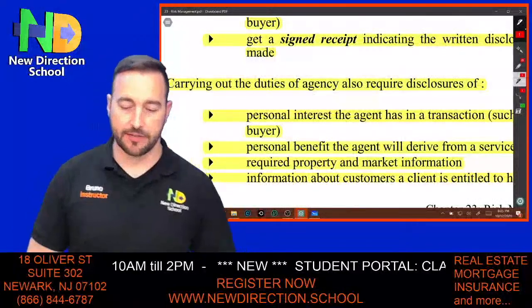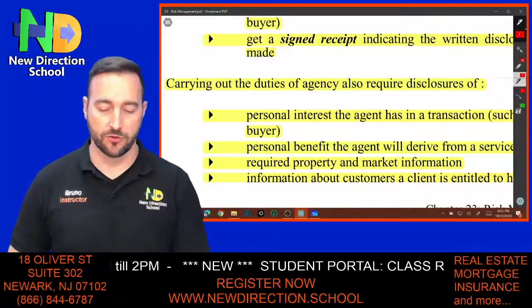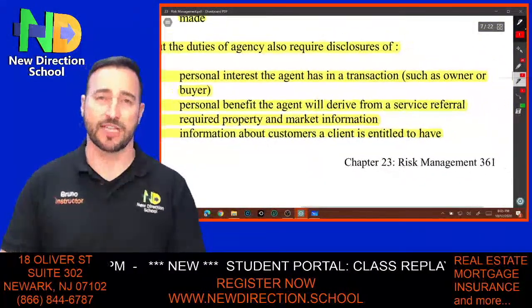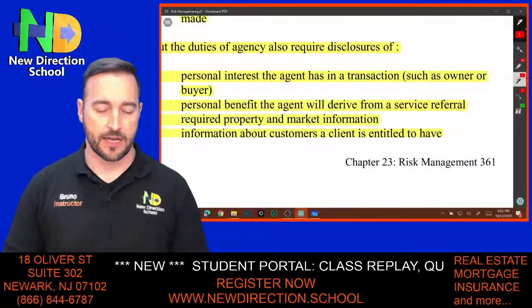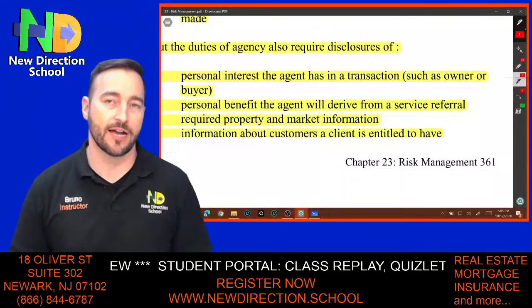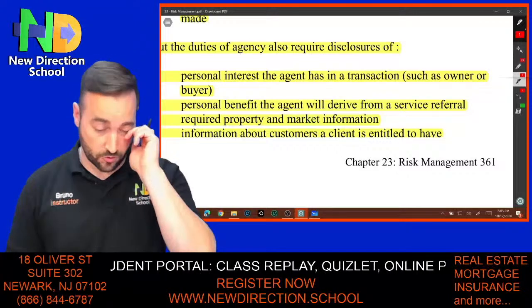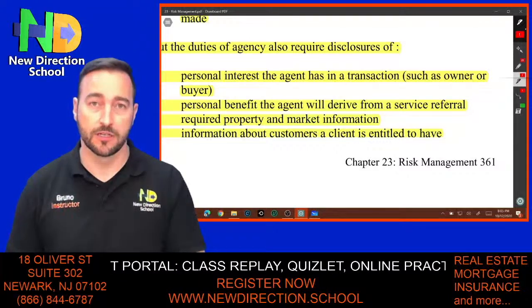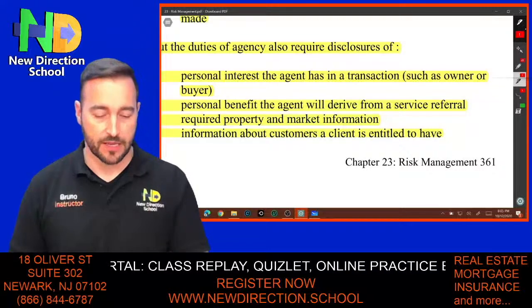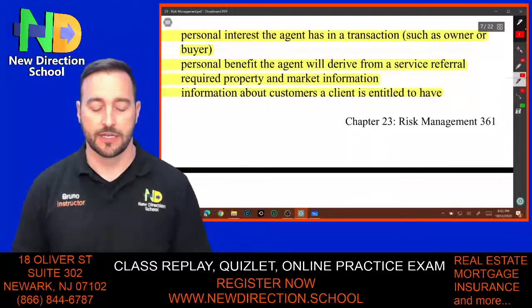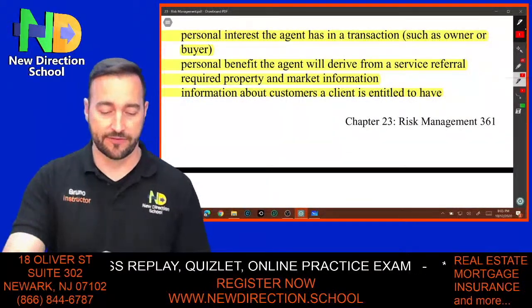Carrying out the duties of agency also requires disclosures of your interest in a transaction. We just read that earlier. Your personal benefit the agent will derive from a service referral. We talked about that also. Required property or market information, which you're supposed to know. And information about customers a client is entitled to have.